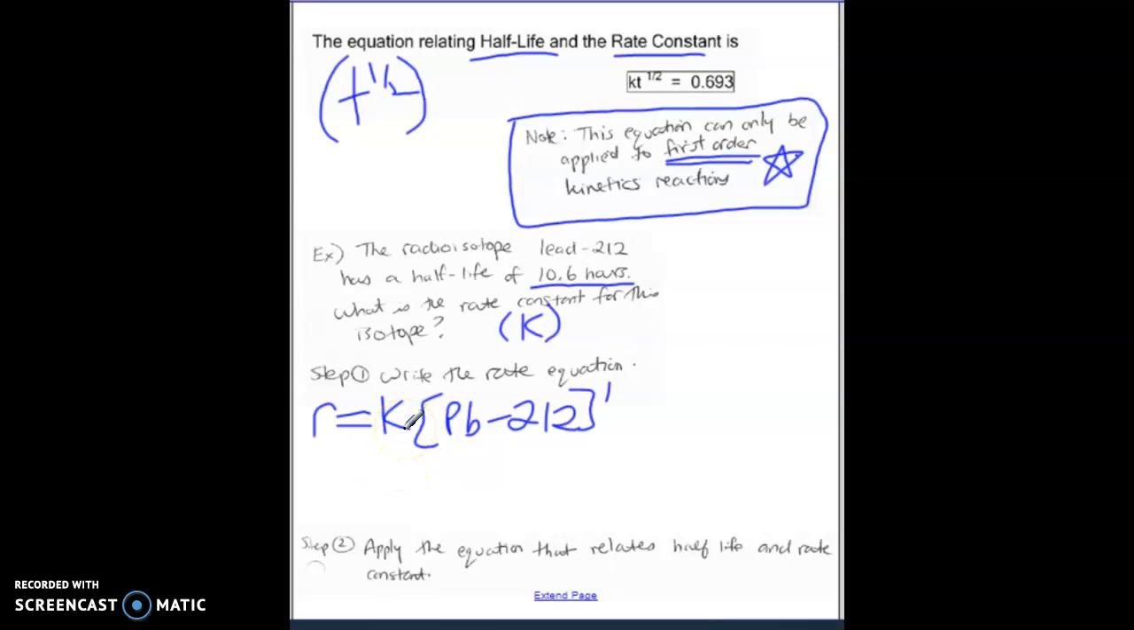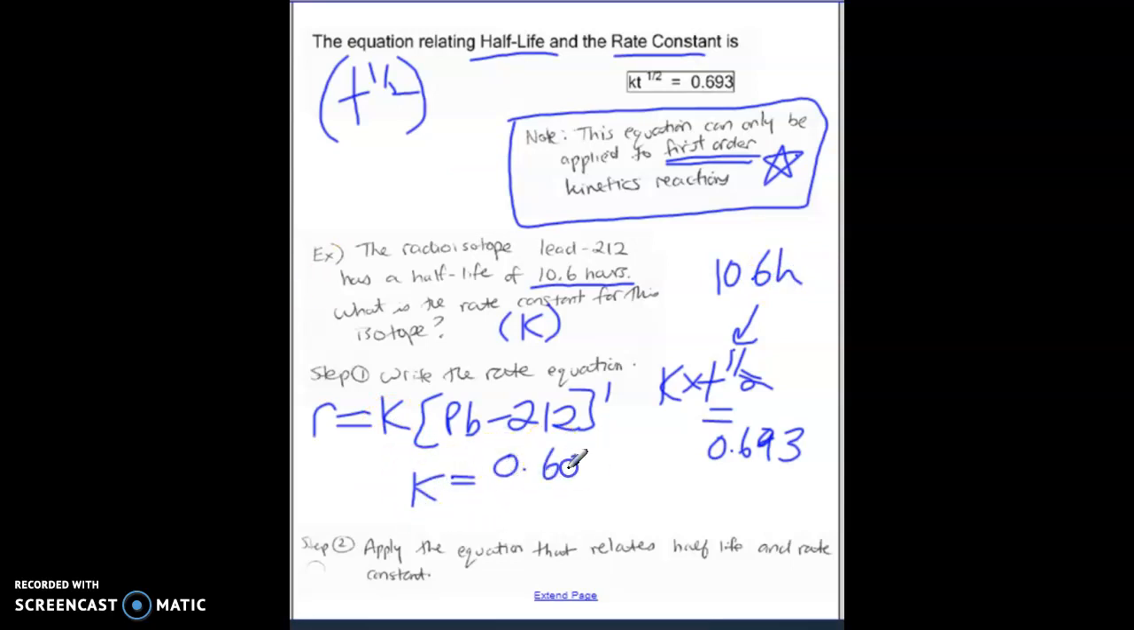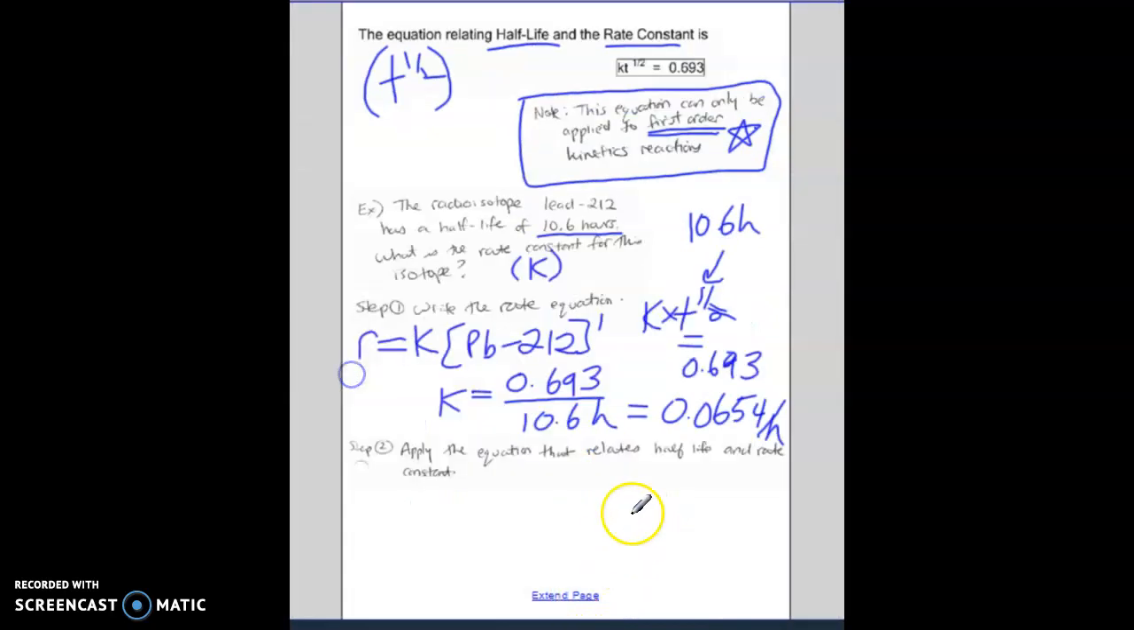We don't have any experimental data to go by, but we do know that K times the half-life is always equal to 0.693. So if we plug in the half-life being 10.6 hours, K is essentially 0.693 divided by 10.6 hours. We end up with a value of 0.0654 per hour. The numerator is unitless, so you only have a denominator value.